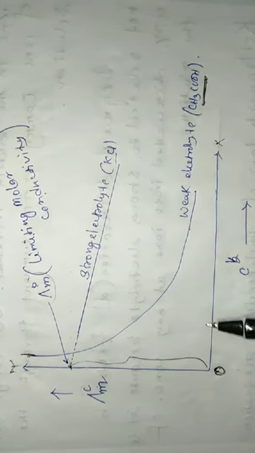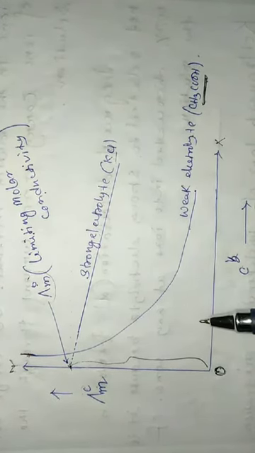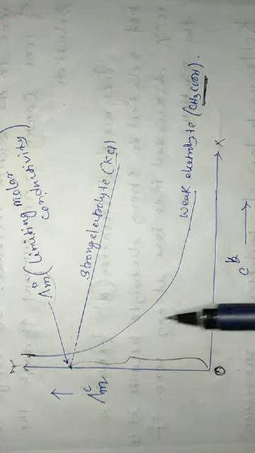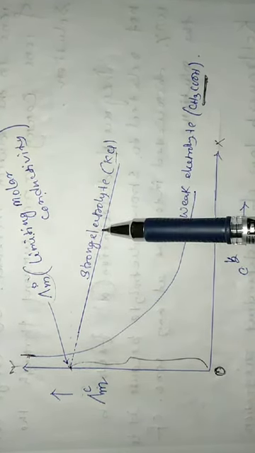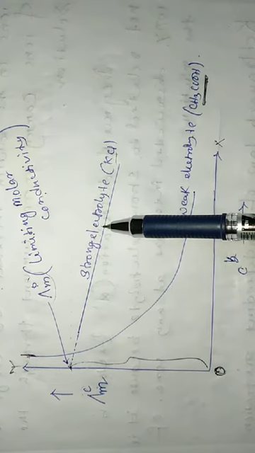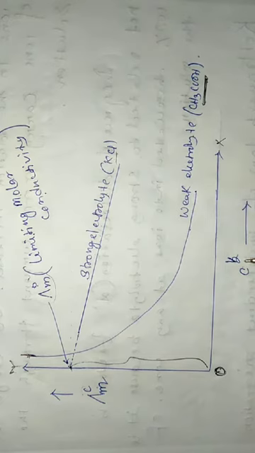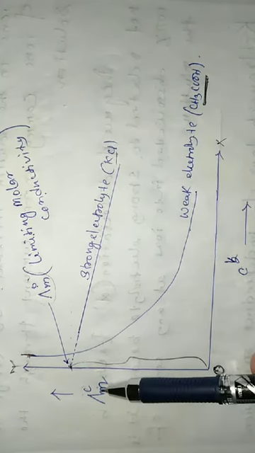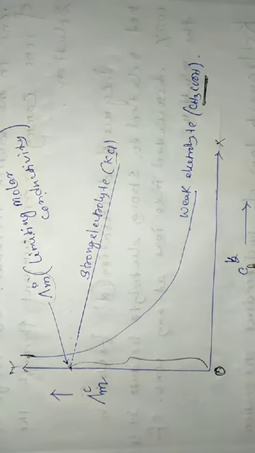So my dear students, in the previous video we have discussed this graph. According to this graph, for the strong electrolyte, molar conductivity slowly increases with decrease in concentration of the solution. But for a weak electrolyte, molar conductivity sharply increases with decrease in concentration.